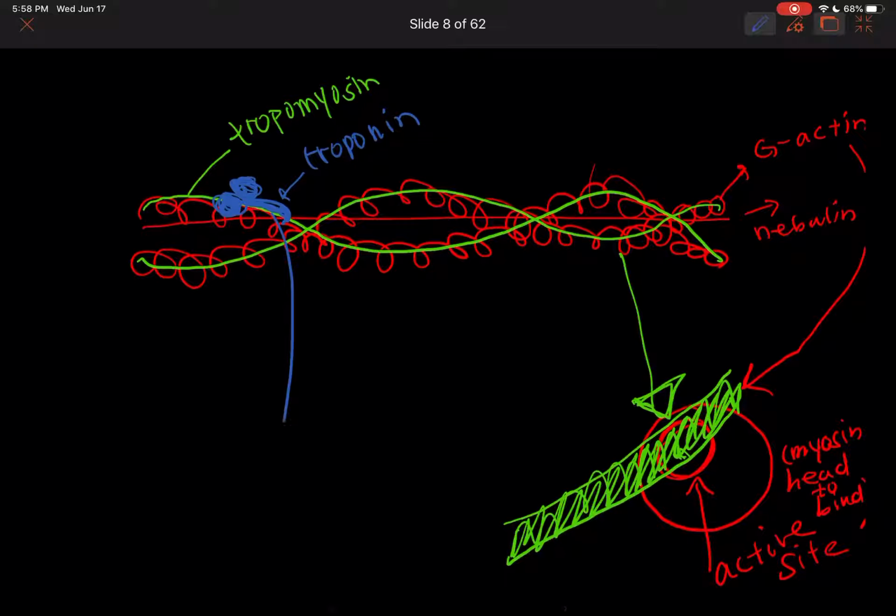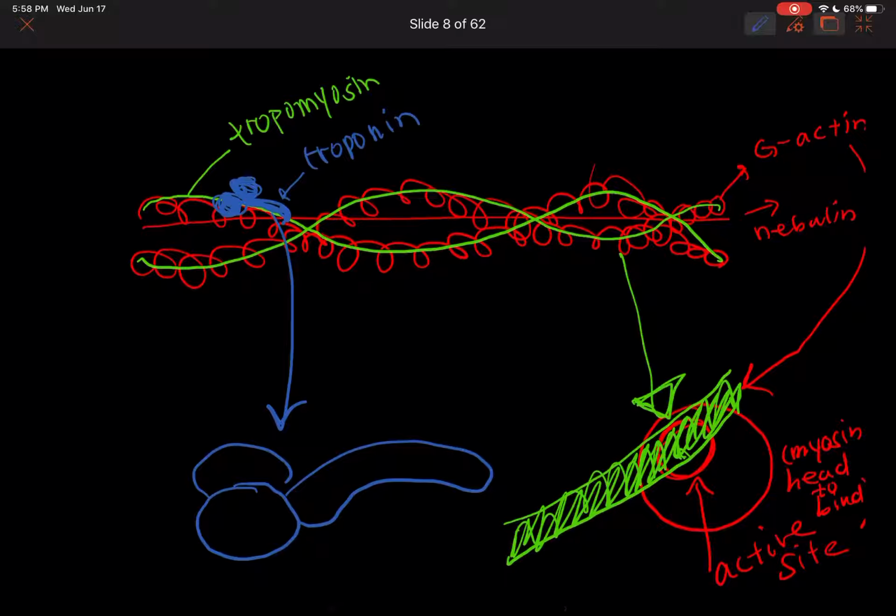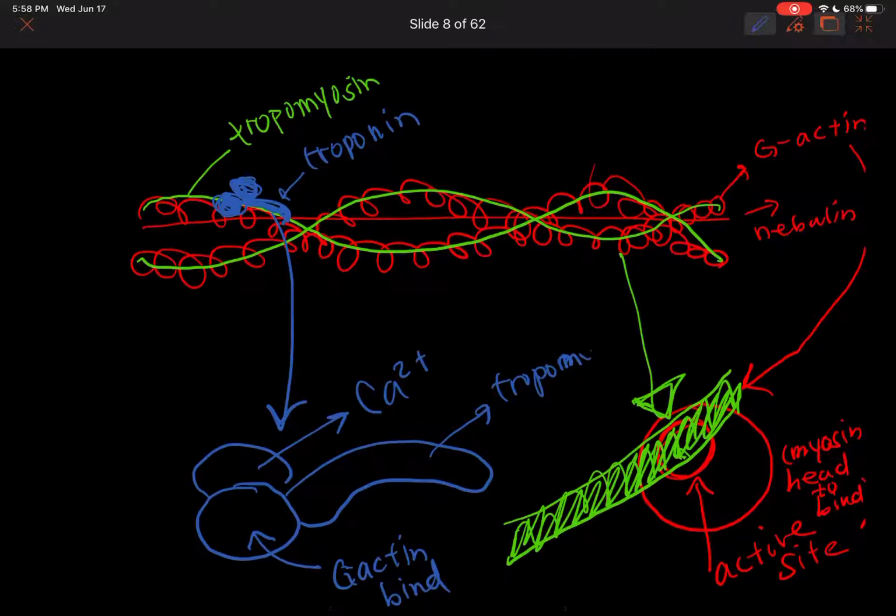I'm going to make a zoom in view of it, just like what I did there. One circle, and one long thing. This is for G-actin binding. This is for calcium ion binding. This is what binds to tropomyosin. So this is troponin. All right, so those are the different parts I was talking about.